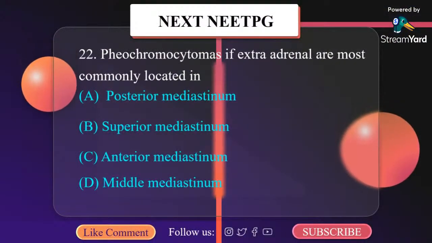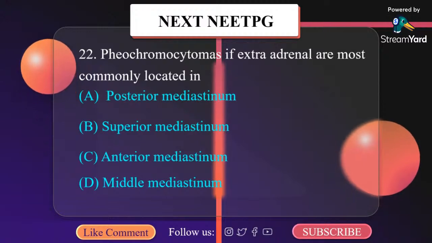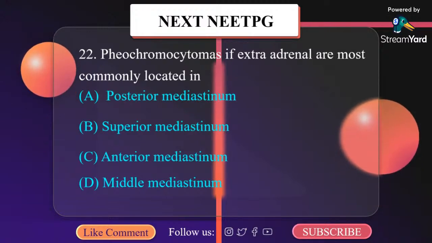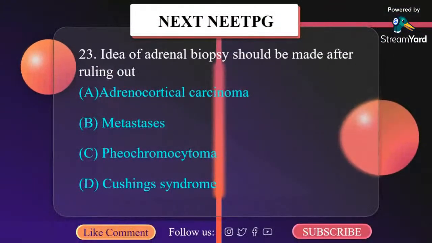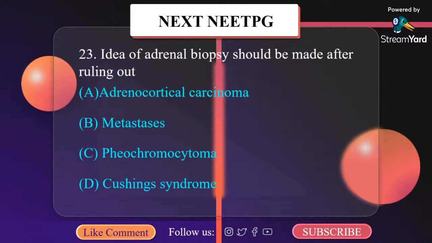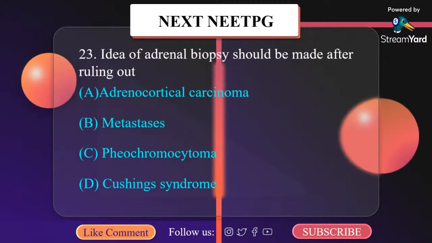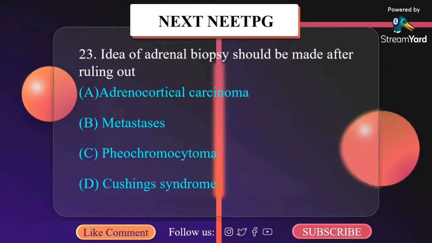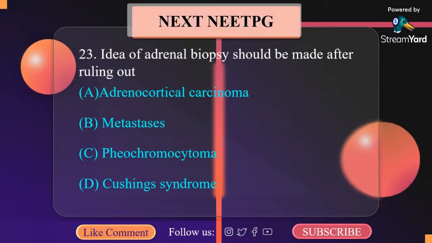Pheochromocytomas, if extra-adrenal, are most commonly seen in A. Posterior mediastinum, B. Superior mediastinum, C. Anterior mediastinum, D. Middle mediastinum. It is posterior mediastinum. The idea of adrenal biopsy should be made after ruling out A. Adrenocortical carcinoma, B. Metastasis, C. Pheochromocytoma, D. Cushing syndrome. Before you do biopsy, you should always rule out pheochromocytoma. So correct option here is C. Pheochromocytoma.